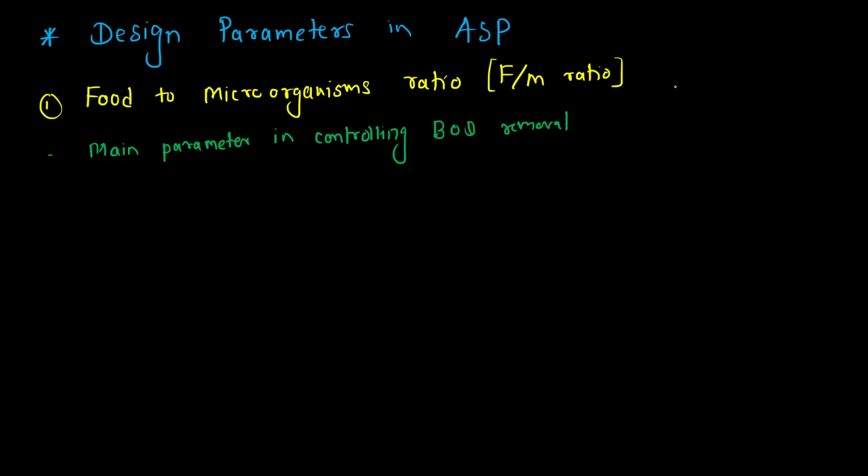Okay, once again I am writing it here. MLSS represents what? It represents the microorganisms. Okay, and BOD represents what? BOD represents the food or organic matter. Okay, now if the F by M ratio is less, this means that microorganisms are present in more quantity. If the microorganisms are present in more quantity, then there will be more BOD removal.